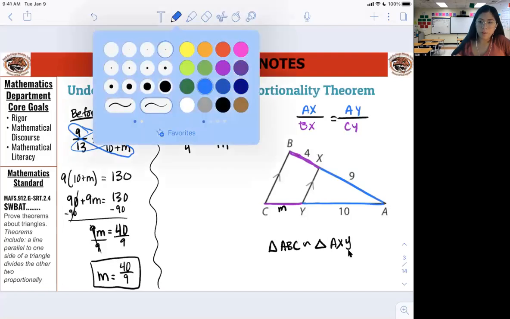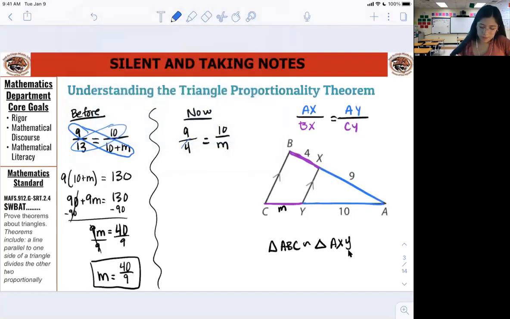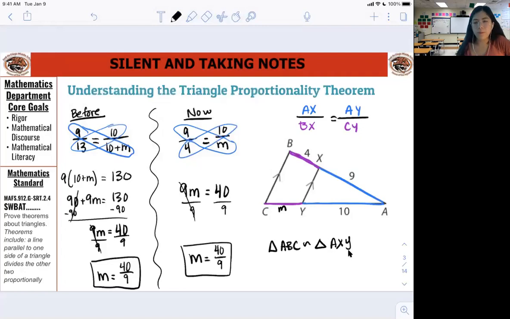Okay. Well, we're still going to follow the same steps. I'm just going to distribute. And we get 9m equals 40. Well, all I got to do is divide by 9, right? And we get the same exact answer. You get 4.444, 40 over 9.